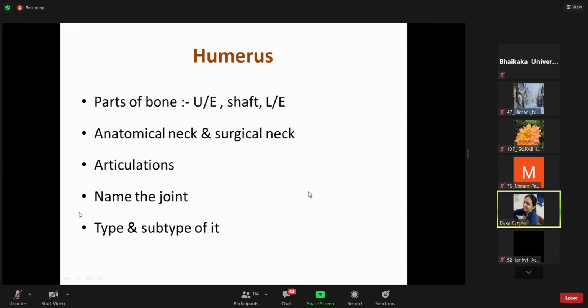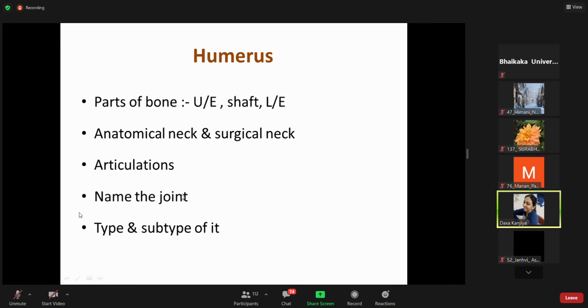One of them is the anatomical neck, then surgical neck, and morphological neck. What is the morphological neck? It indicates the line of fusion of the epiphysis, the epiphyseal line. Right. So surgical neck is the line which separates the whole upper end from the shaft, and anatomical neck only separates the head from the rest of the upper end.